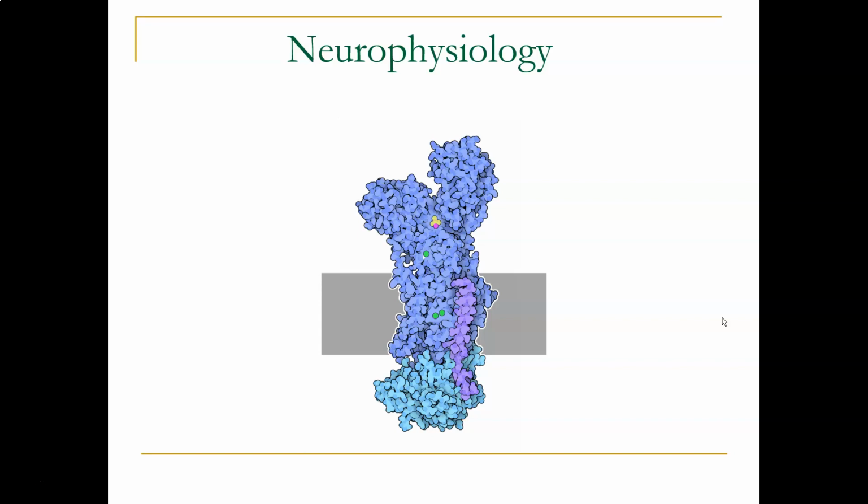In this lecture, we're going to talk about nerve impulses, the electrical signals conducted along neurons, which muscle cells can also do, and the study of which is called neurophysiology.